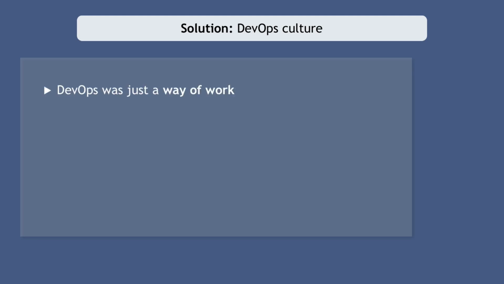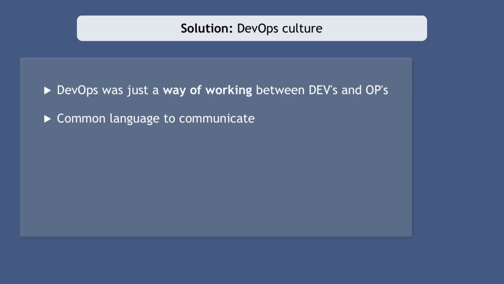Eventually, DevOps was just a concept, just a culture, a way of working between the developers and the IT operations. Now you probably already know DevOps engineer as a job title, but initially it was just a way of working to make sure the developers and IT operations found a common language to communicate with each other.